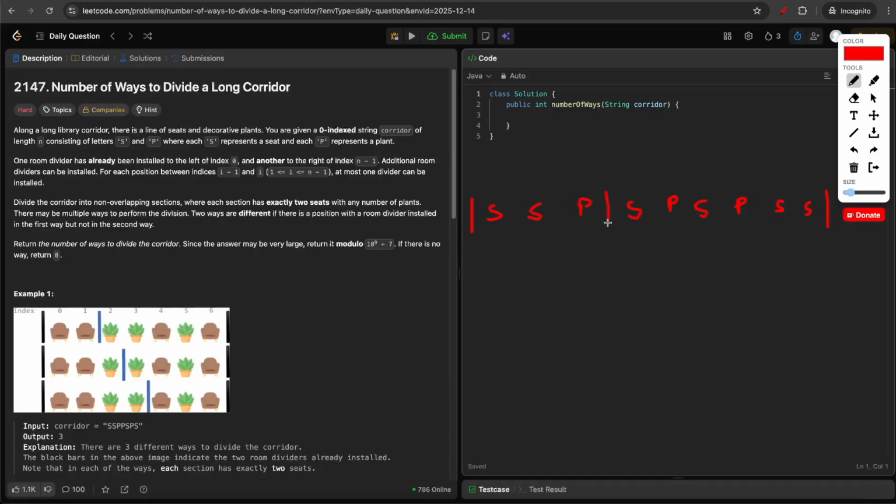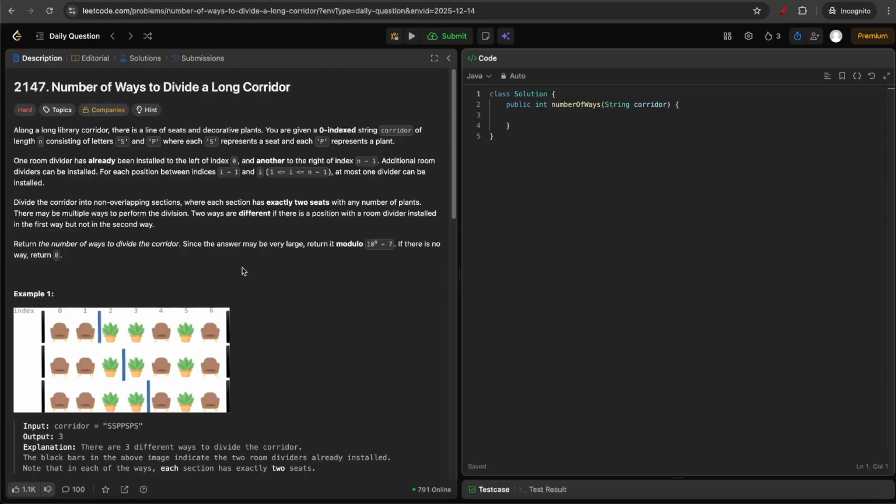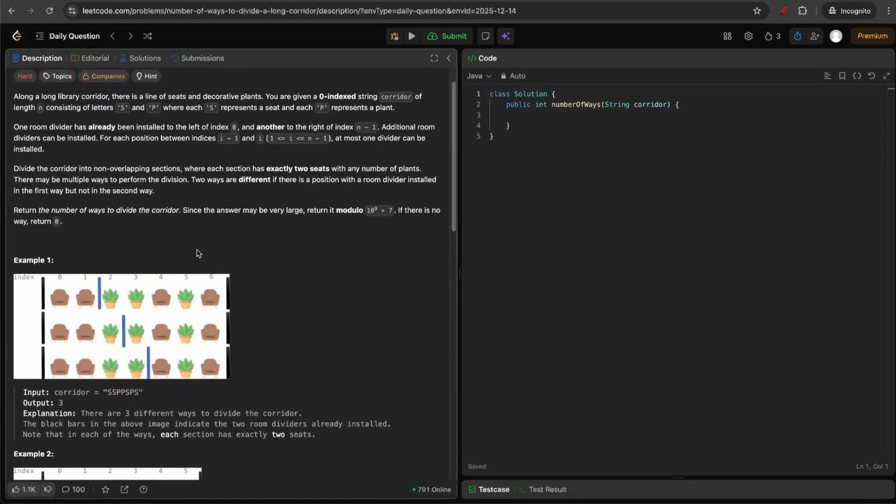Suppose we make a division like this. This division is invalid because even though here you have two seats, in this division you only have one seat, and in this division you have three seats. So this is an invalid division. At the end, you just have to return the total number of ways you can divide modulo 10 power 9 plus 7. Now let us look at the example.